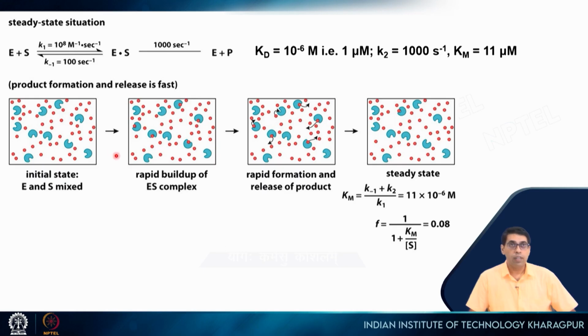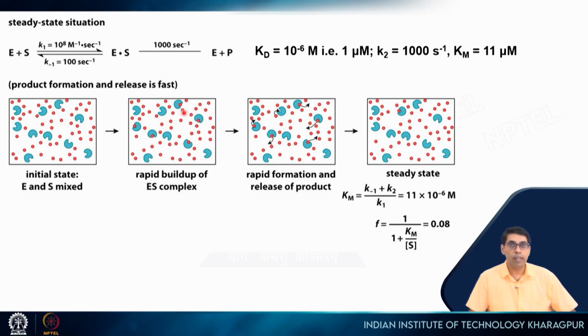The other situation is the steady state situation. Under this condition, let's assume the same K1 and K minus 1 values, so that Kd is 1 micromolar, but now the K2 we have assumed as 1000 per second. So this is 10 times more than K minus 1. But again, K minus 1 is 10% of this, so we cannot exactly ignore K minus 1. So Km becomes 100 plus 1000 divided by 10 to the power 8. That turns out to be 11 micromolar. So Km is 11 micromolar, Kd is 1 micromolar.